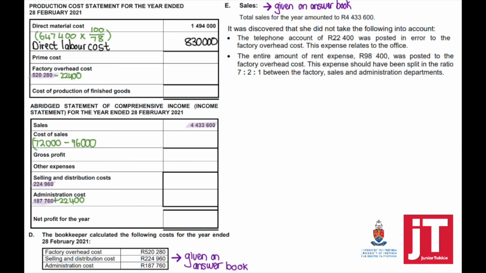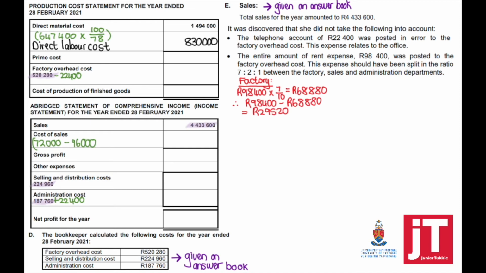So this is now a little bit more complicated. Take note, there are different ways in which we can get to exactly the same answer. This is my approach. If I look at the factory, the rent expense is 98,400, so times 7 divided by 10. How do I get that 10? 7 plus 2 plus 1. This is what the factory overhead cost for rent expense is supposed to be.